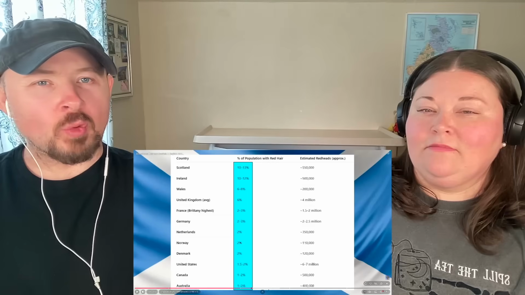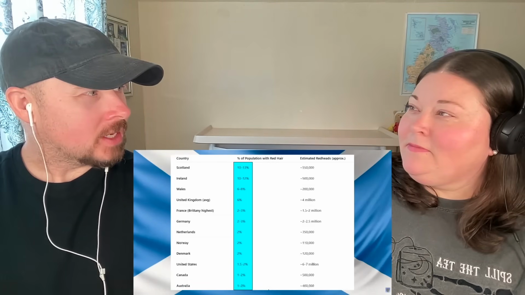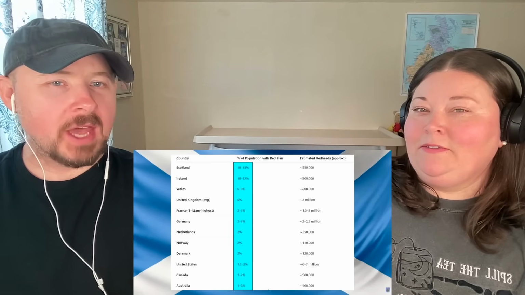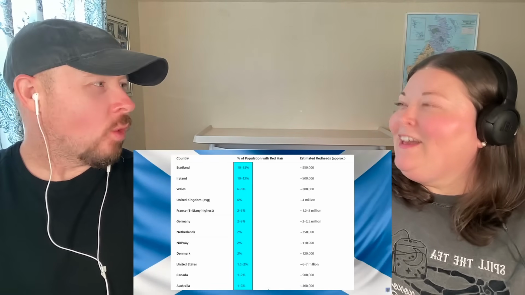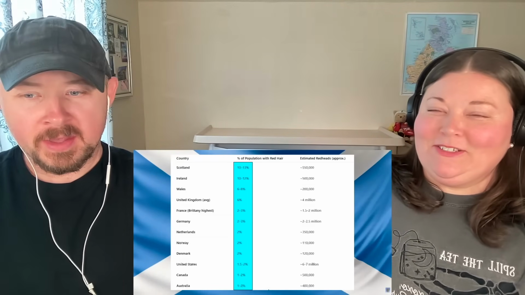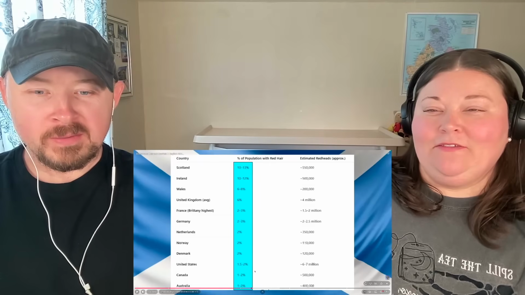Where does that trait originate? Was that Celtic mainly, or was that something else? I've always assumed that redheads would be more of a Celtic thing. I do too, but I don't know why. Maybe I have it in my head from movies or something. Yeah, but look at the U.S., 1.5 to 2%. Wow. I love red hair though.